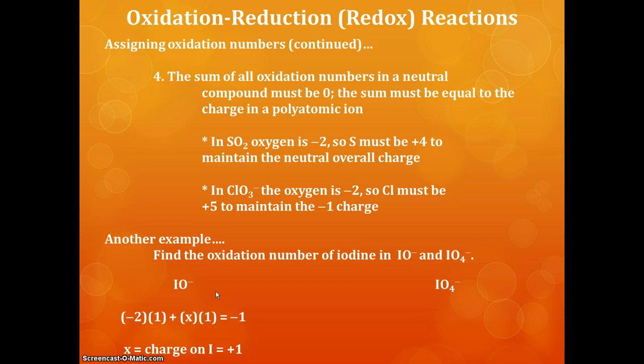Following the same thought process, in IO4 we now have 4 oxygens, but we still have to maintain a negative charge. So my -2 is now happening 4 times from the 4 oxygens. There's still 1 iodine that must be combining with that to produce a -1 charge. And again, simple algebra will tell me that the charge on iodine in this compound is +7.